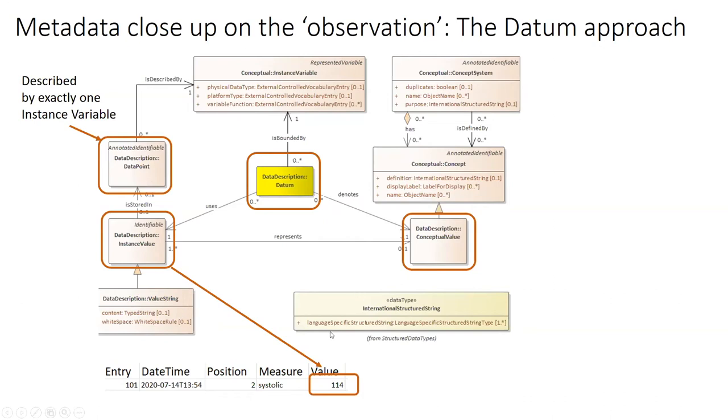That value could be expressed in different ways, but the meaning would be the same. The meaning that is the reusable thing about the value is the conceptual value that inherits from the concept. So that is basically a common thing for all those different representations that the instance value can take.